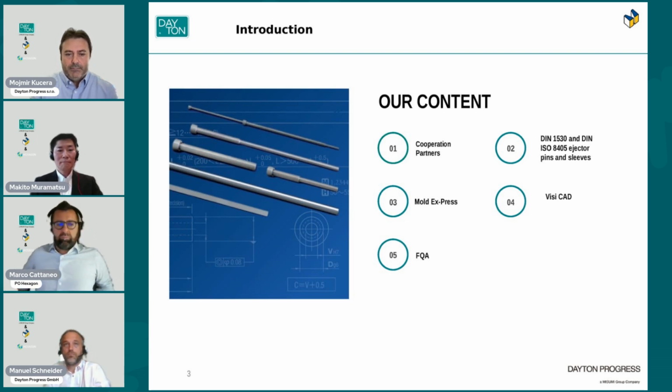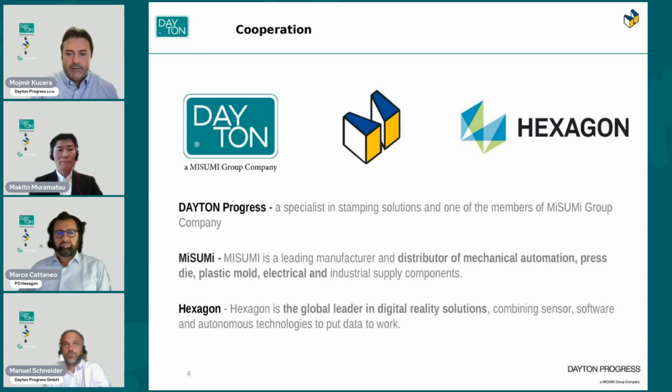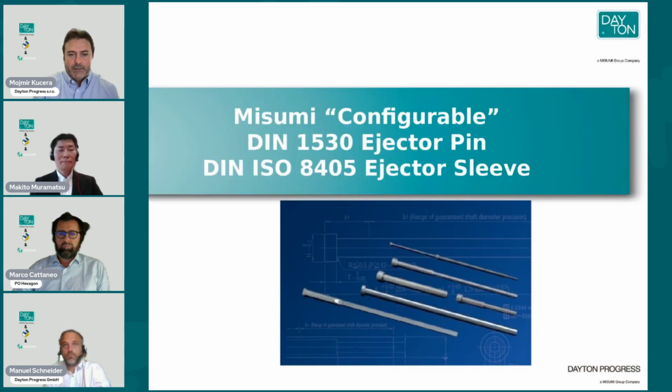So let's briefly introduce the companies represented today. So Dayton Progress, we are specialists in stamping solutions and member of the MISUMI Group company. MISUMI is a leading manufacturer and distributor of mechanical automation, stamping dies, plastic molds, and industrial components. And Hexagon is the global leader in digital reality solutions, integrating sensors, software, and autonomous technologies to leverage data effectively. So let's start it. Makito, it's your turn.